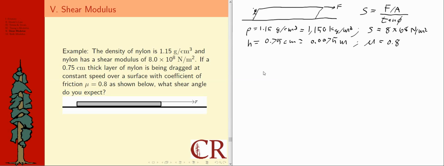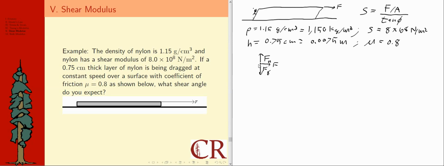Well, maybe a force analysis. I mean, there's friction going on. This thing is moving. There must be forces involved. So maybe I could do some kind of force analysis of this situation. So let's start something like that. I'm thinking about the nylon layer, all the forces on the nylon layer here. I think I've got force of gravity. There'd have to be a normal force. There's the applied force F that's shown in the picture.